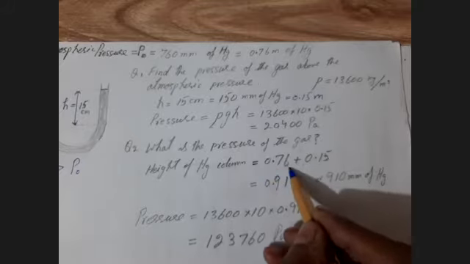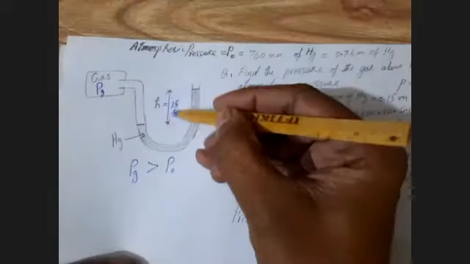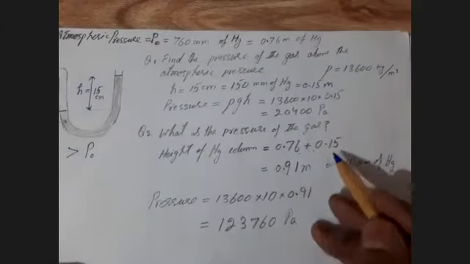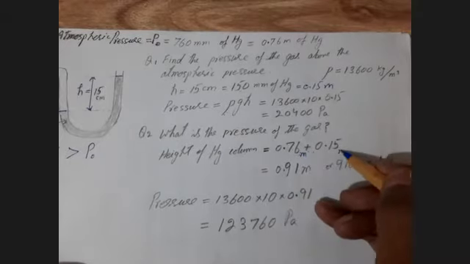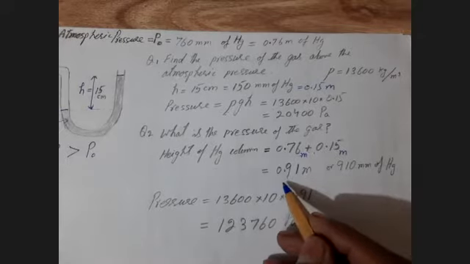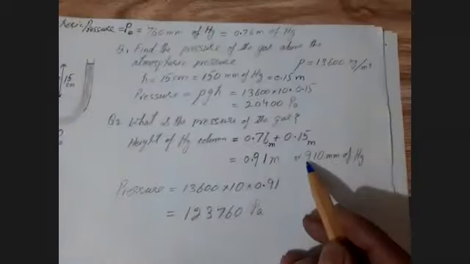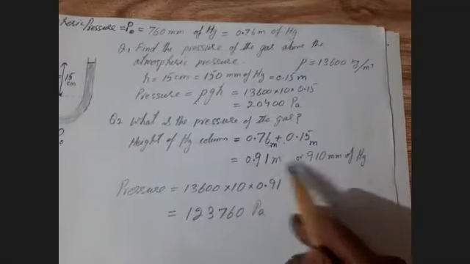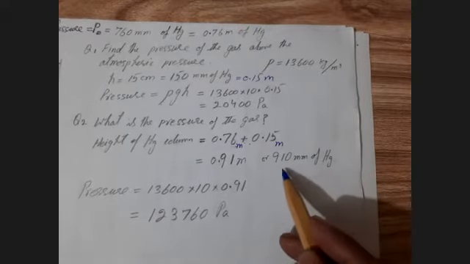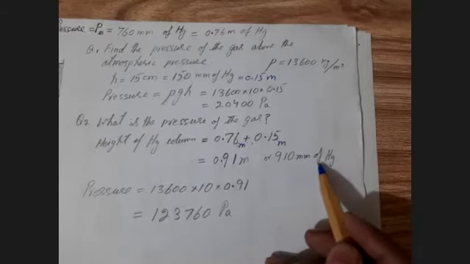0.76 meter plus this is the height difference of these two columns, which is 15 centimeter. I converted this 15 into meters, so both the units are meters. Adding these two gives 0.91. Now the total height of the mercury column for this pressure of the gas will be 0.91 meter or 910 millimeter of Hg. If you are asking in terms of millimeter of Hg, then this pressure will be 910 millimeter of Hg.